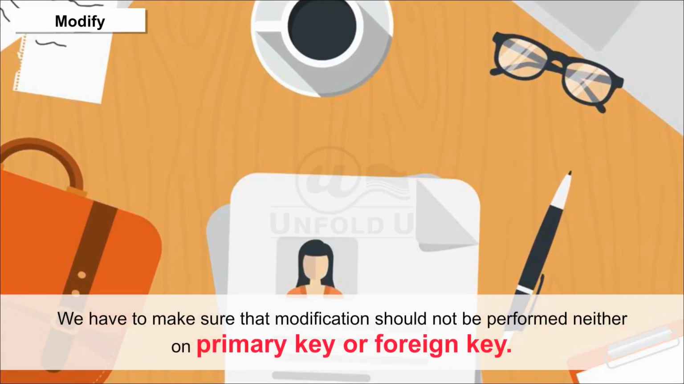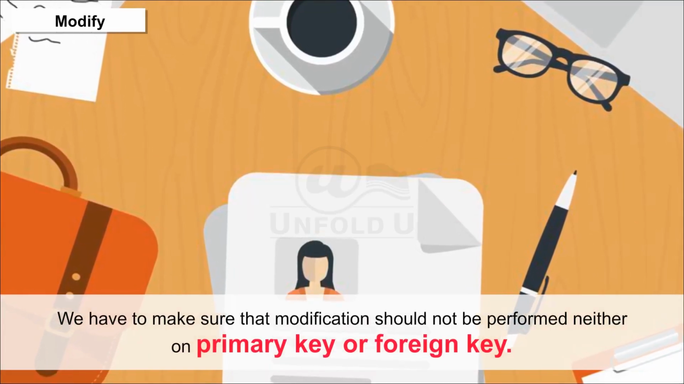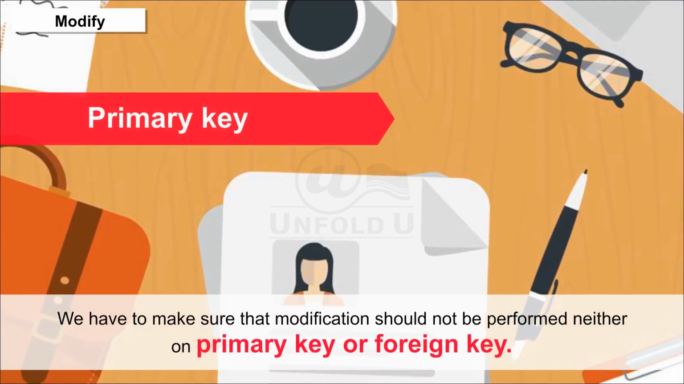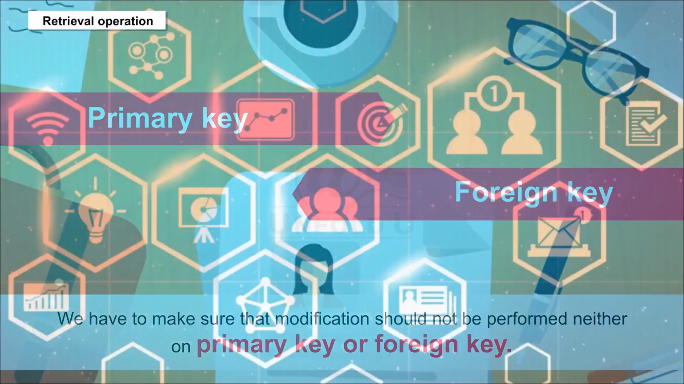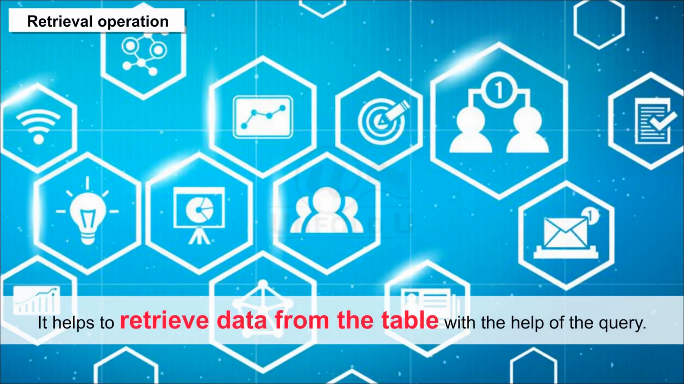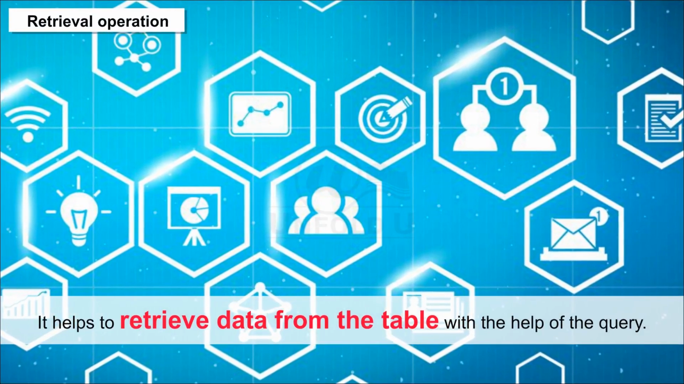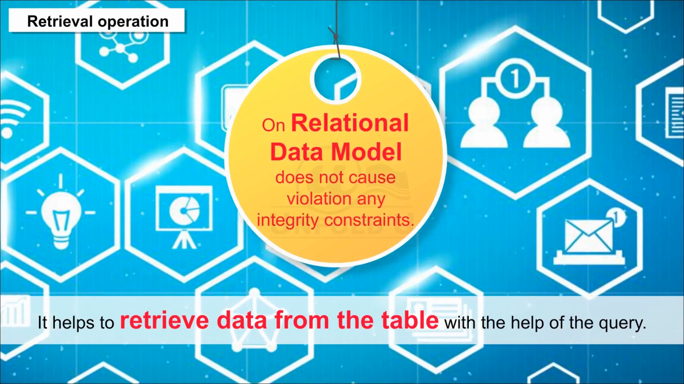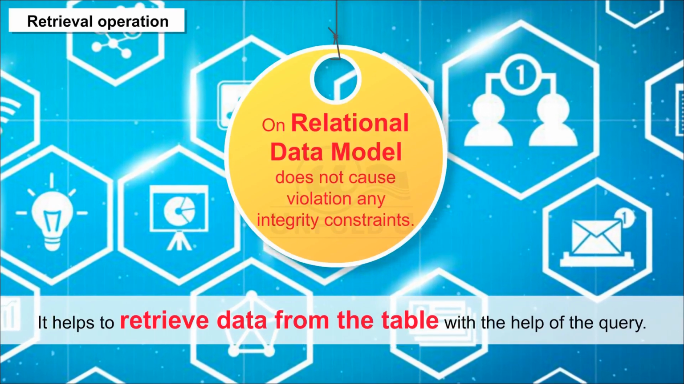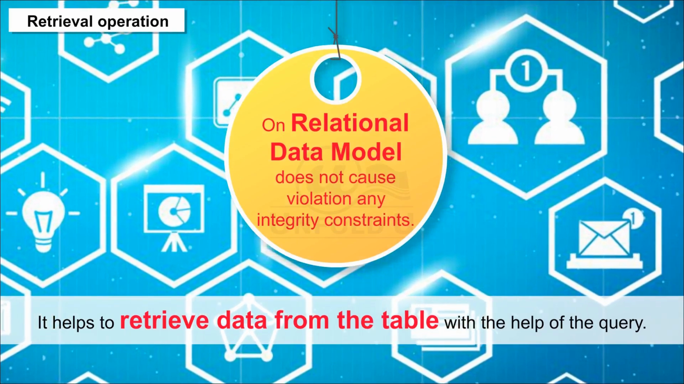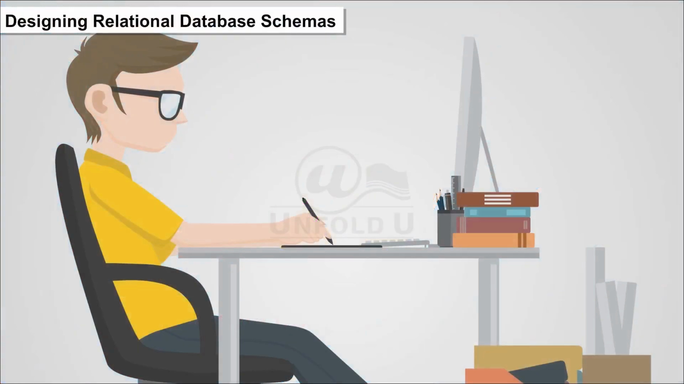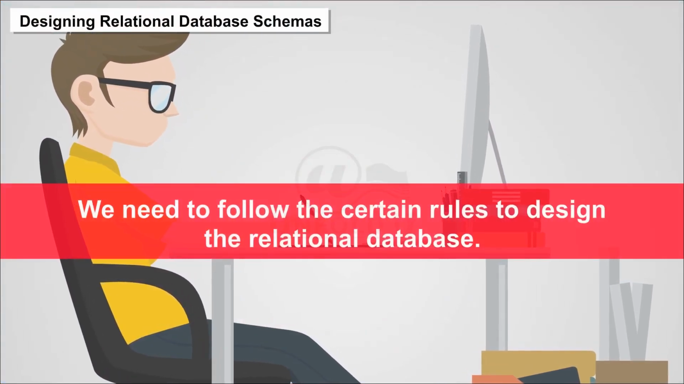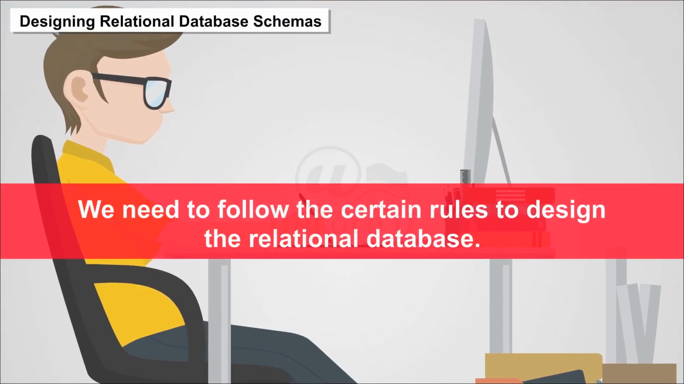We have to make sure that modification is not performed on either the primary key or foreign key. Retrieval operation. It helps to retrieve data from the table with the help of a query. On a relational data model, it does not cause violation of any integrity constraints. Designing relational database schemas. We need to follow certain rules to design the relational database.